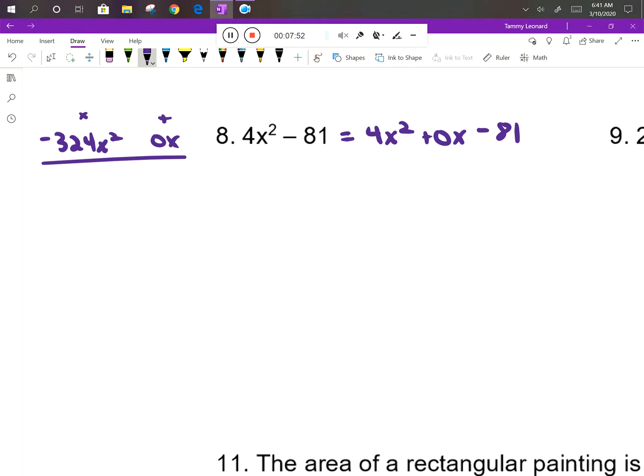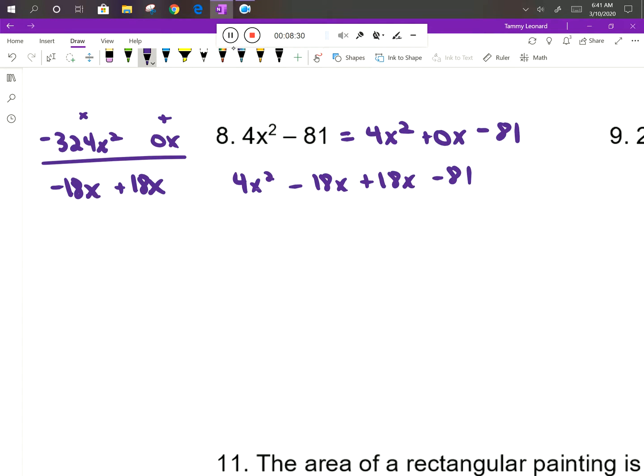Well, if I'm going to multiply to make something and then add to make 0, I would have to have opposite signs and be the same number. So essentially, I want the square root of 324. So if I do negative 18x and positive 18x, that will multiply to give me negative 324 and add to give me 0. So that's how we're going to split the middle term.